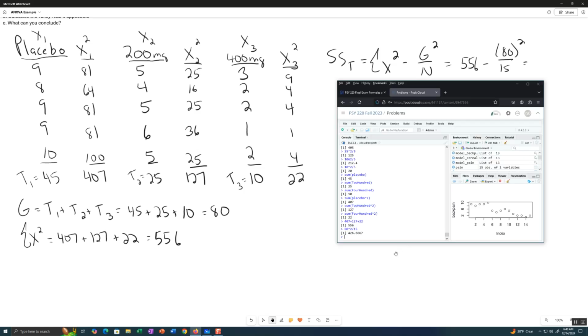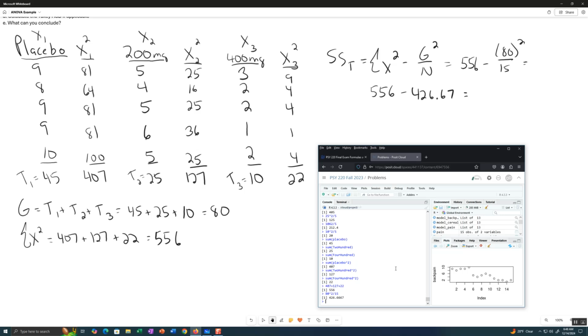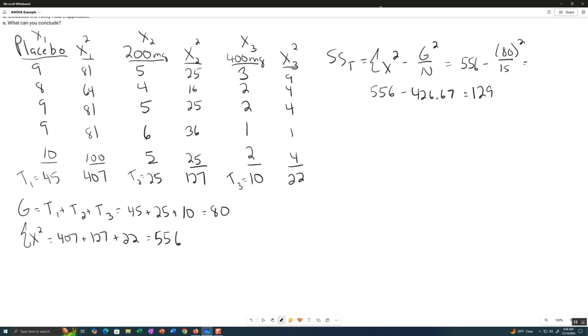Let's take a look at that. 556 minus 426.67 gives me 129.33. And that's my sum of squares total. So that's easy enough. I'll put that in a box. We're going to need that later.